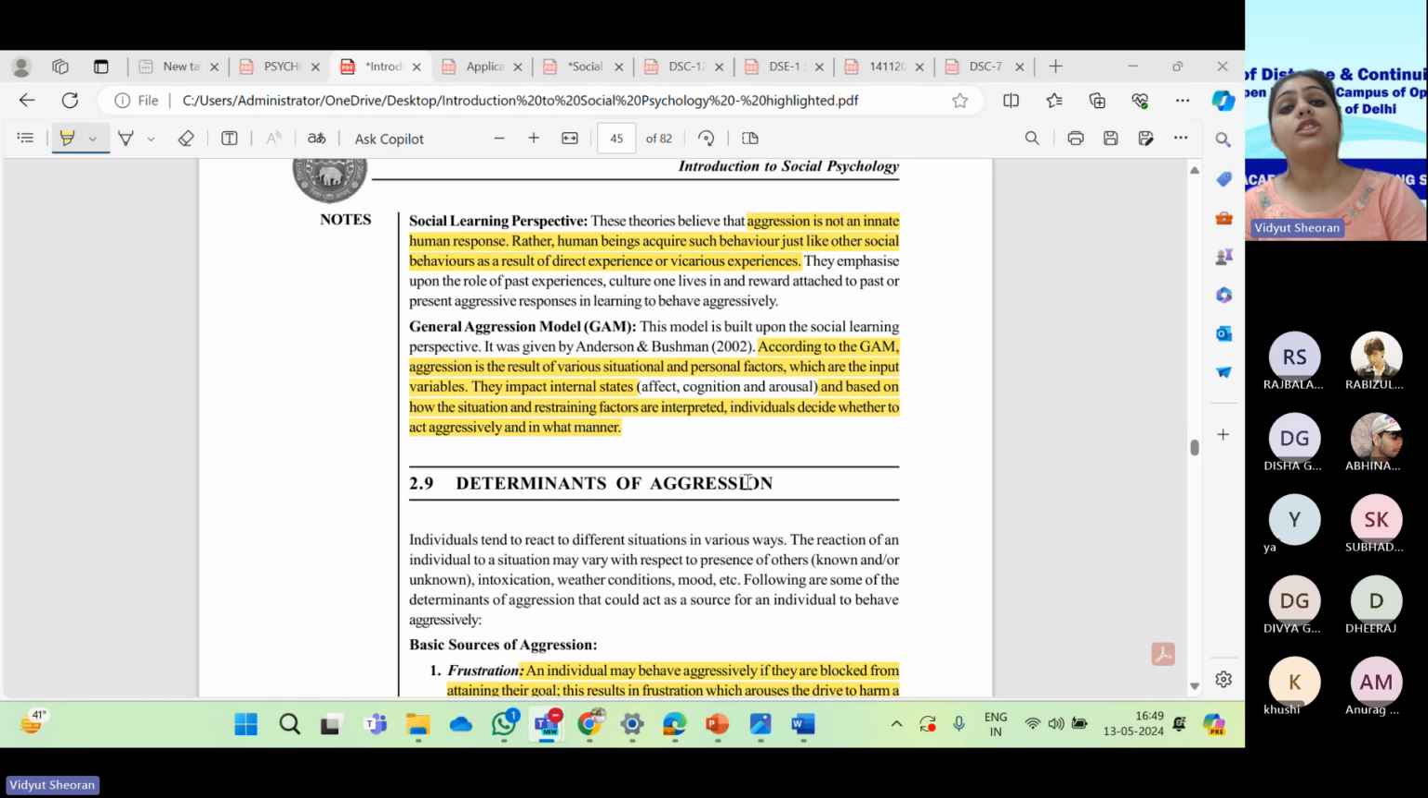Sometimes these situational and personal factors help us decide whether we should be acting aggressively or not. बिना एग्रेशन दिखाए हम टैकल कर पाएंगे इस प्रॉब्लम को, या हमारा एग्रेशन दिखाना जरूरी है कि बिना एग्रेशन दिखाए तो लोग मानेंगे ही नहीं, इसलिए मेरा गुस्सा होना बहुत जरूरी है. These factors help us decide whether we should be showing aggression or not.